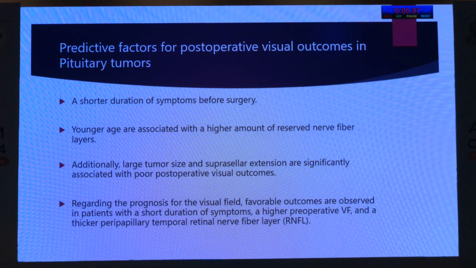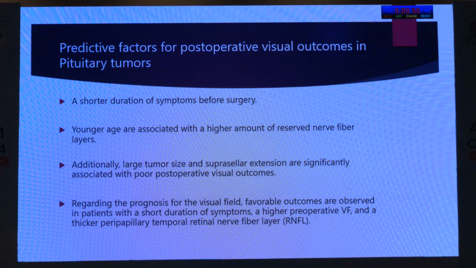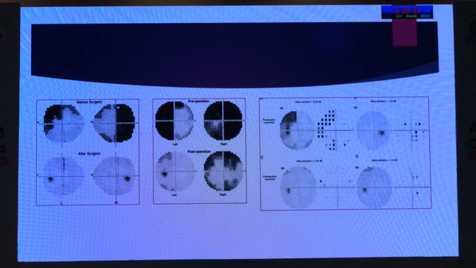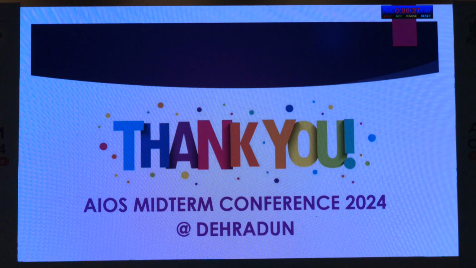And regarding the prognosis of the visual field, favorable outcomes are observed in patients with a short duration of symptoms, a better pre-operative visual field, and a thicker peripapillary temporal retinal nerve fiber layer. Just skipping to a few of the images. As you can see, the pituitary tumors are lying there. These are a few of the visual field defects before surgery, and post surgery we can see a contrast in the visual field and improvement in the vision. Thank you so much everybody for your patient hearing.